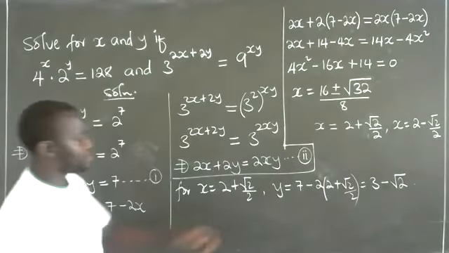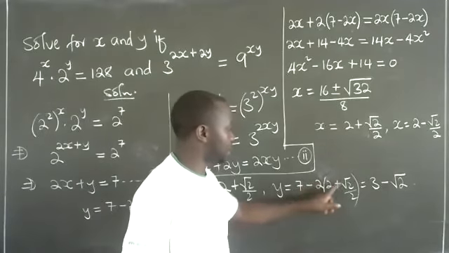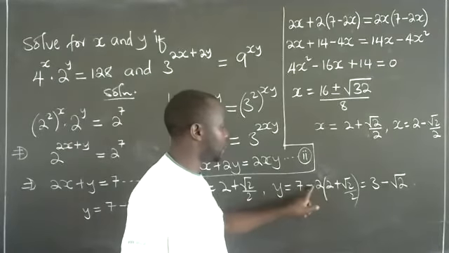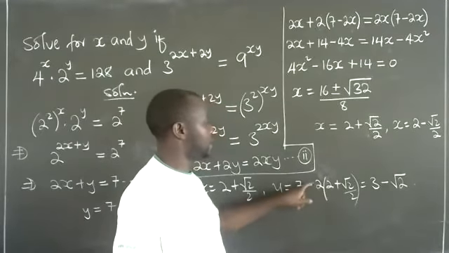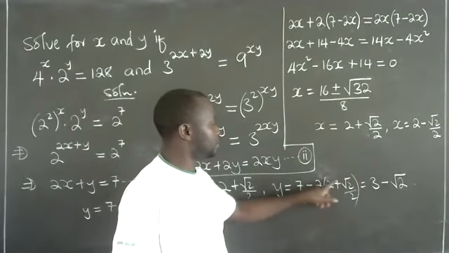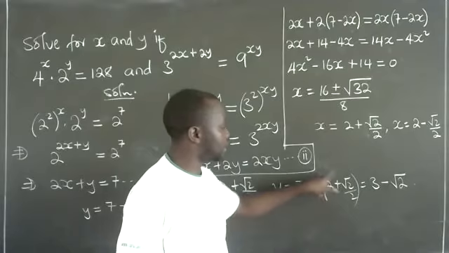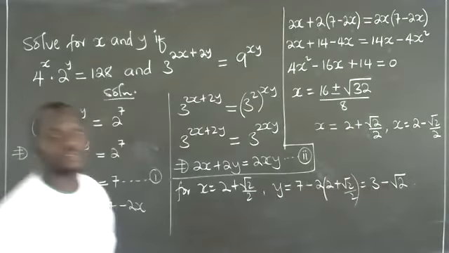When you simplify this one, the 2 will multiply each value in the bracket. 2 times 2 will become negative 4. So 7 minus 4 is positive 3. Then negative 2 times root 2 out of 2, the 2 will cancel, remaining a negative root 2, which is this one.